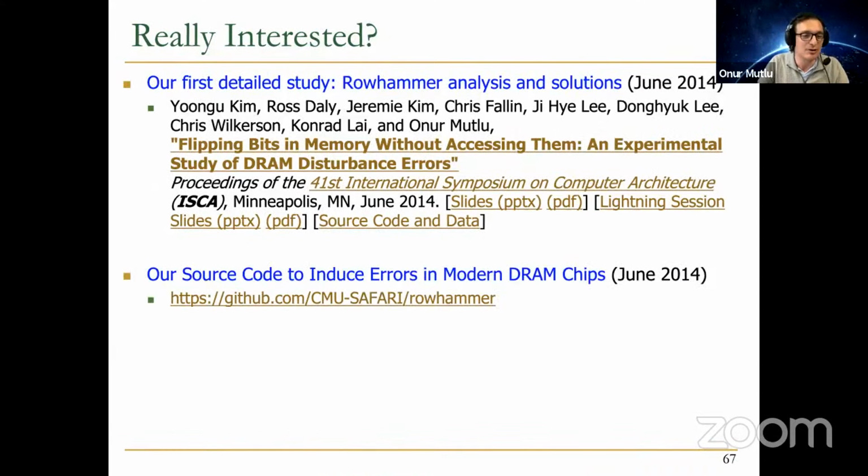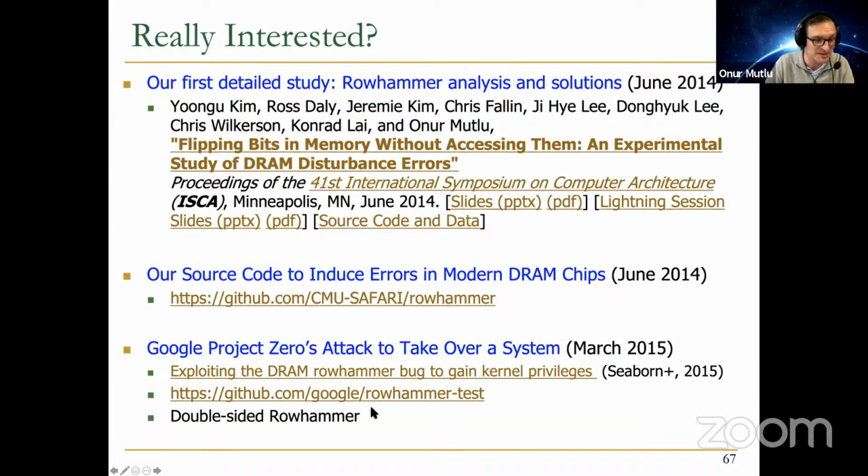Okay, so if you're really interested in RowHammer, there's a lot you can now reference. Basically, we have source code. This was our source code. Google's source code is on their website, on GitHub also.